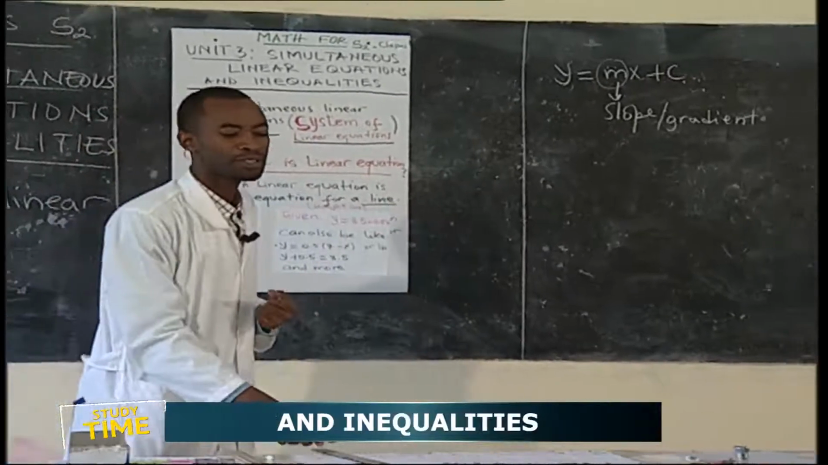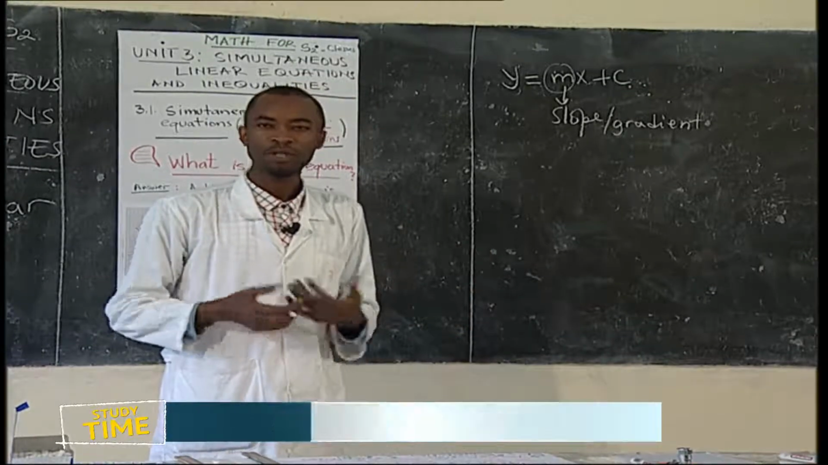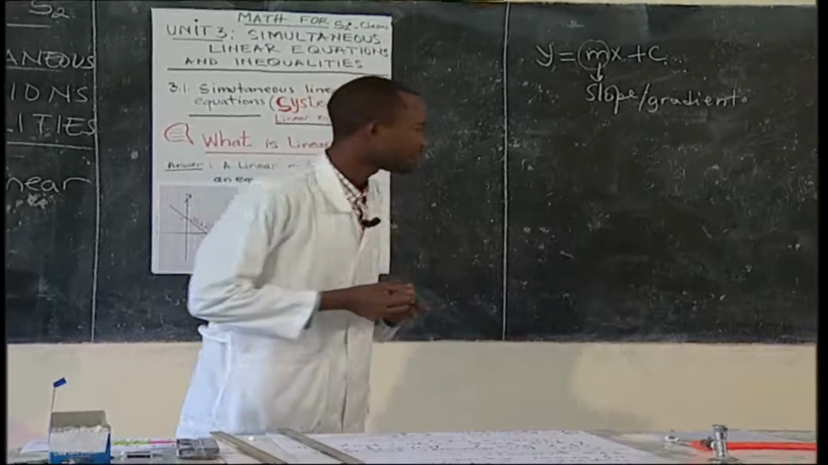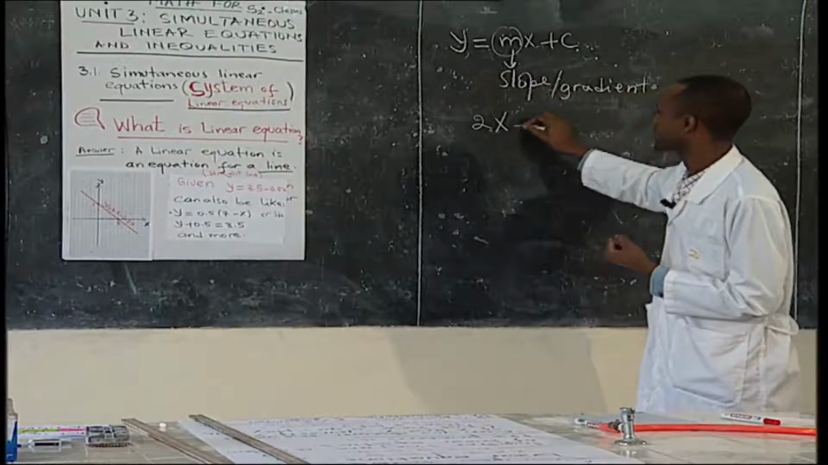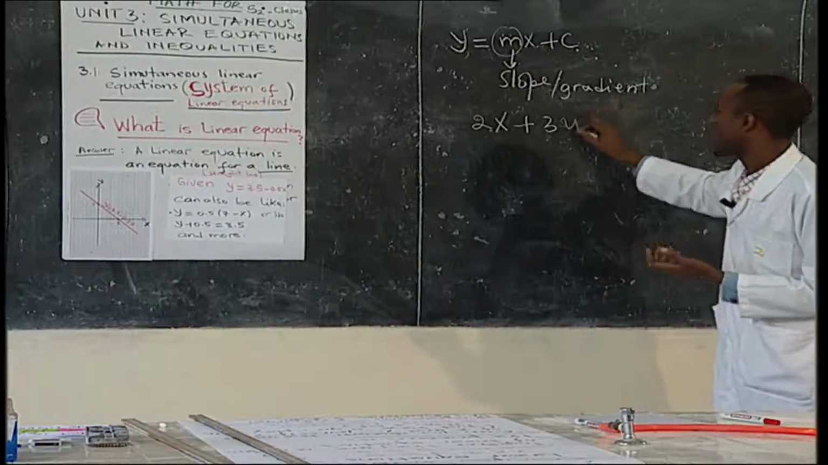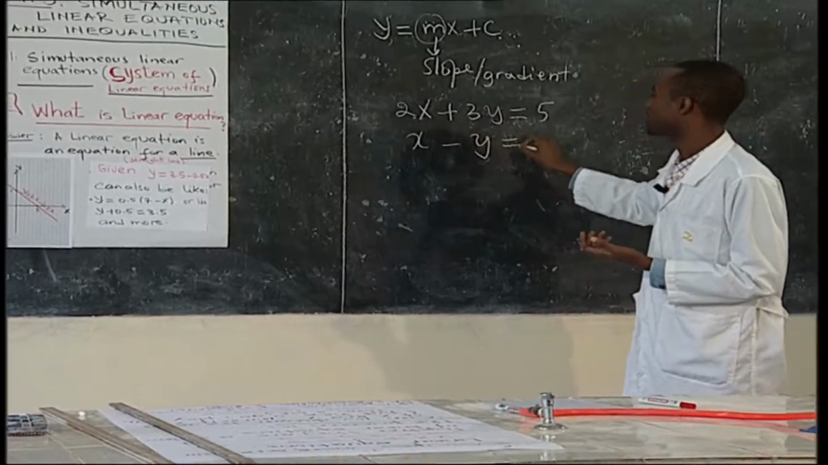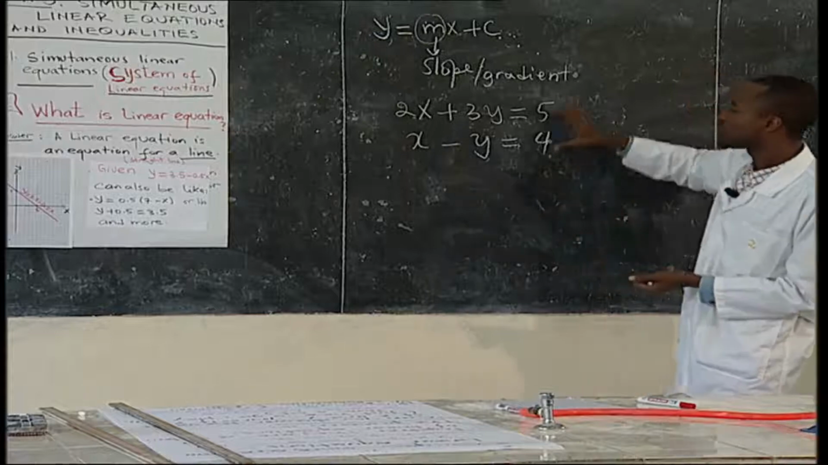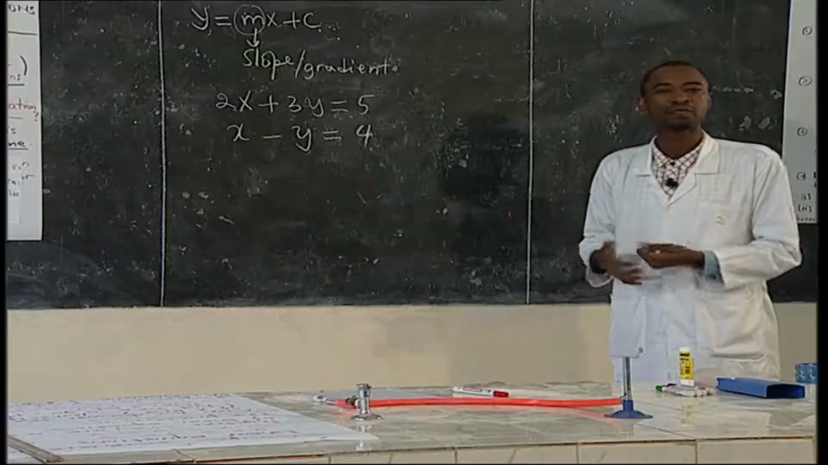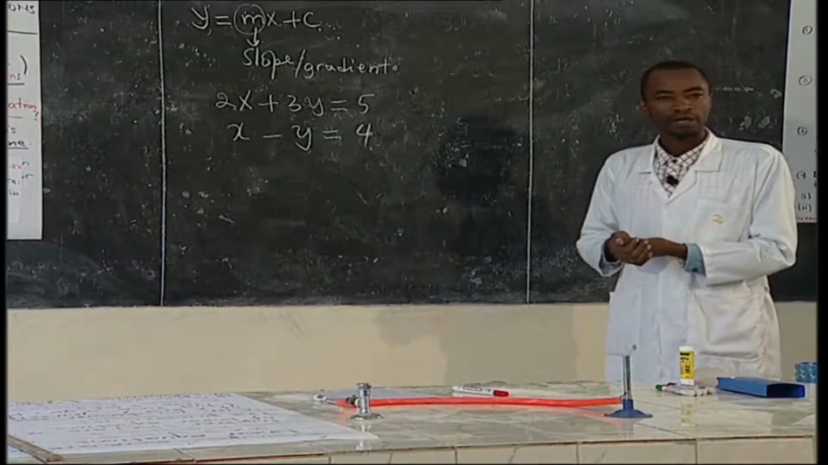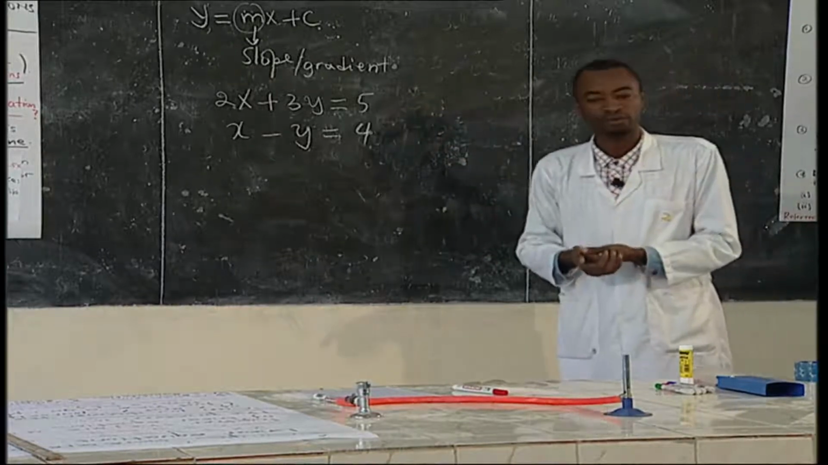The next point is to know what a simultaneous linear equation is. When you have a system of equations, for example, 2x plus 3y equals 5, and another one like x minus y equals 4, as long as you have two equations at the same time, we call this a simultaneous equation because they are two together. And in some books, you can see this called a system of equations.